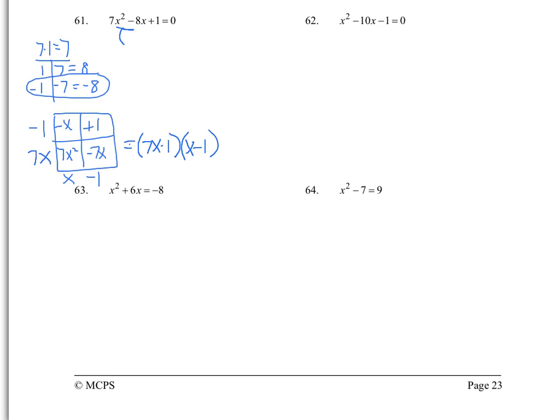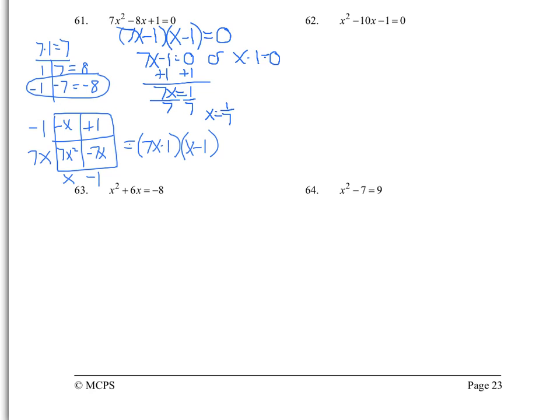So once I've factored (7x minus 1)(x minus 1), and I know that's equal to 0, I can use the zero product property to help me. 7x minus 1 equals 0, or x minus 1 equals 0. I'm going to add 1 to both sides and get 7x equals 1, divide by 7, and get x equals 1/7. Over here, I'm going to add 1 to both sides and get x equals 1. So my zeros are going to be x equals 1/7 or x equals 1.